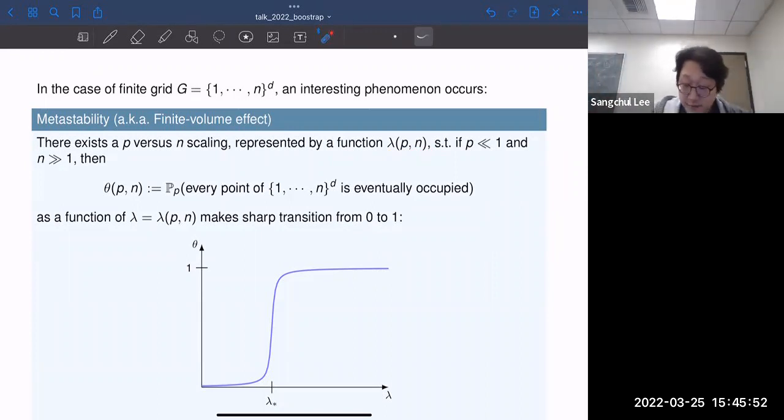In other words, for a given p, if n is small, then full occupation will almost never occur. On the other hand, after a certain threshold, if you look at a grid of that size, then the full occupation will occur with high probability.